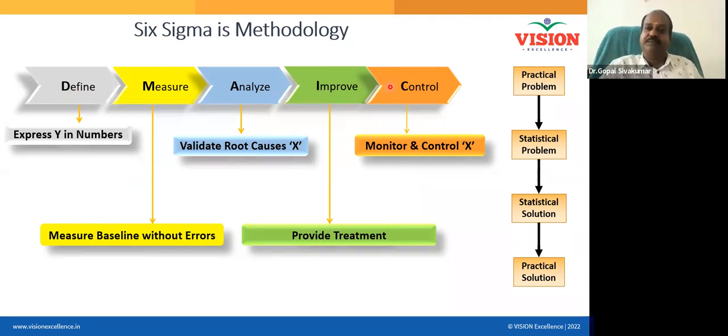Shifting your focus from Y to X is what is happening by going through the methodology called DMAIC. This is a matured way of looking at the problem, a matured way of solving the problem. This is called maturity. This is called experience. This is called process knowledge. So define in one line: the tagline for define is express the problem in numbers.